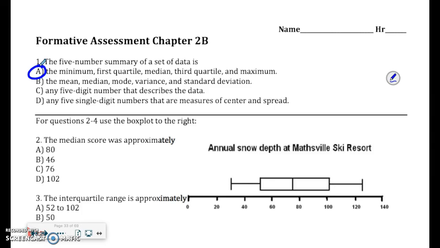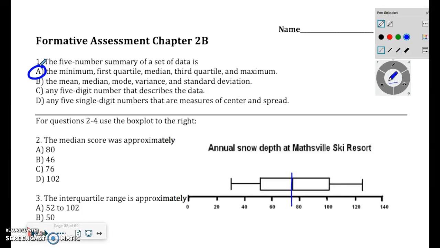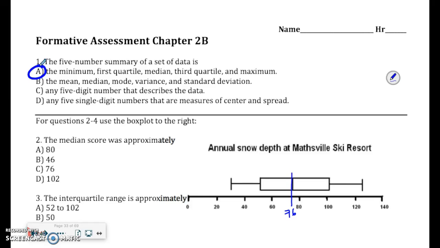The median score was approximately. You will need to look at your graph, and the median is the center of the box. So our median in this case looks like it's pretty close to 76. So letter C is your answer here.